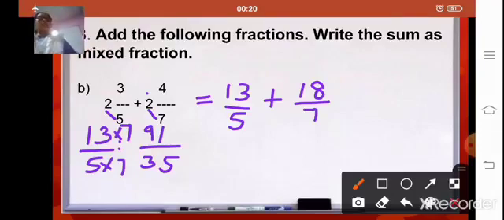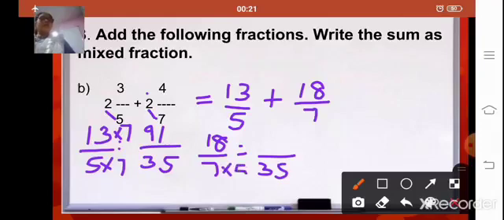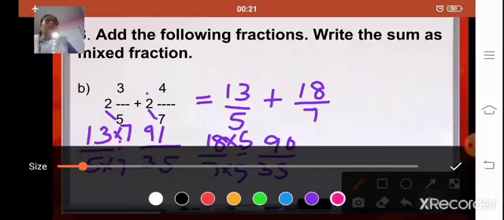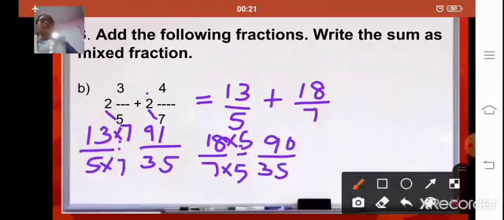Same way, let us take the second fraction, that is 18 upon 7. So 18 upon 7 is equal to dash upon 35. That means 7 5s is 35. Same way, the numerator also you will multiply by 5. So you will get the answer as 90 upon 35. Now both the denominators you have made the same, that is 35.